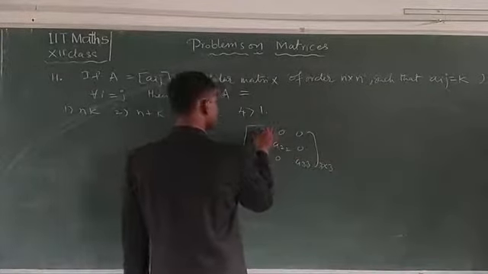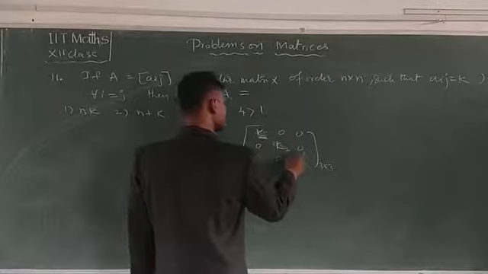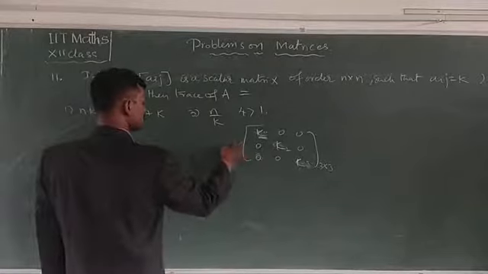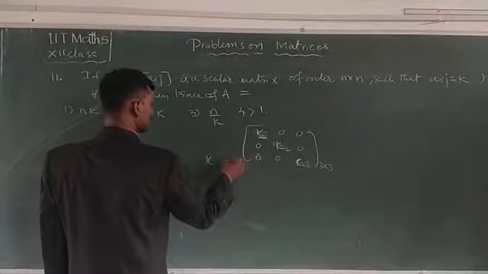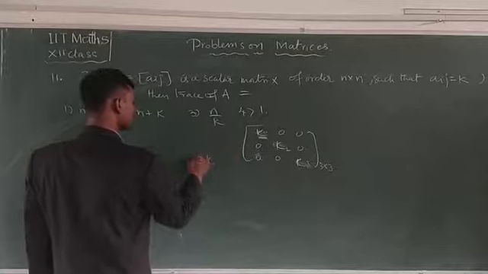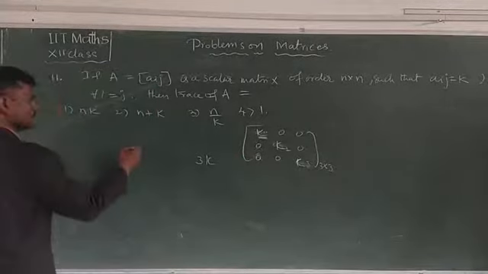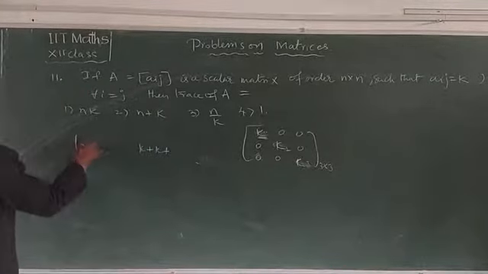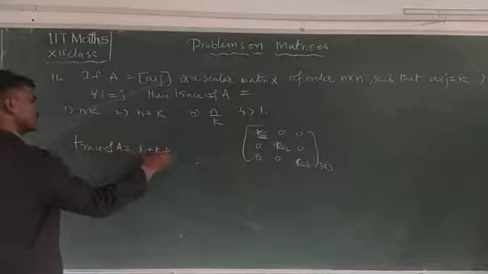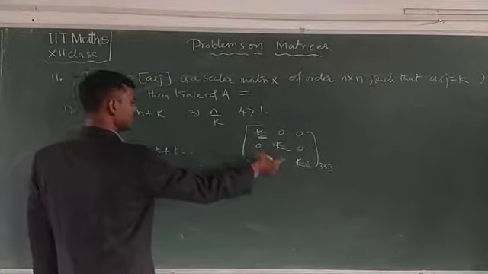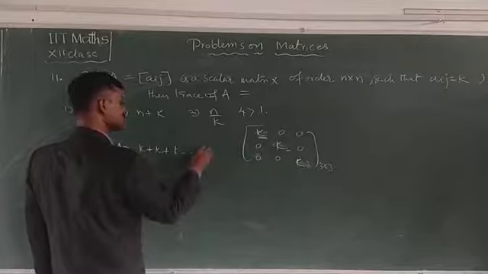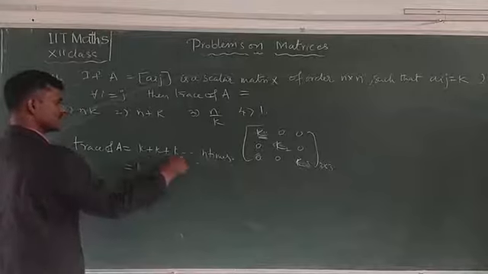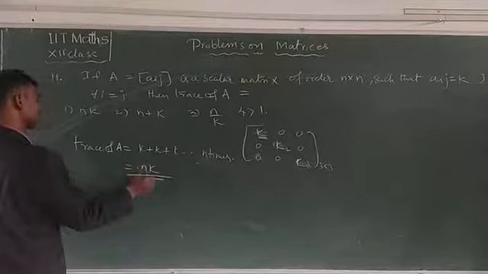Its order is 3 cross 3, so you can write here k, k, k. You can take k common, and since the order is 3, you can write 3k. Otherwise, trace of A means k plus k plus k, and so on. How many times? This is 3 times, so you can write 3. Here this is n times. K common, n times, so we can write nk.